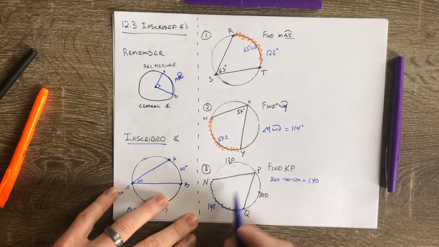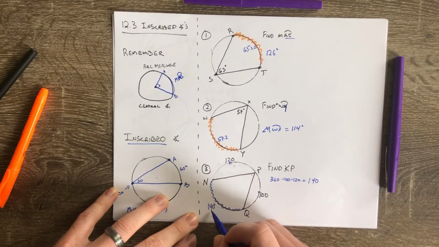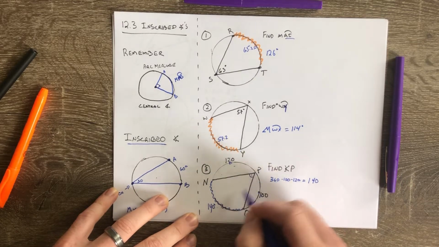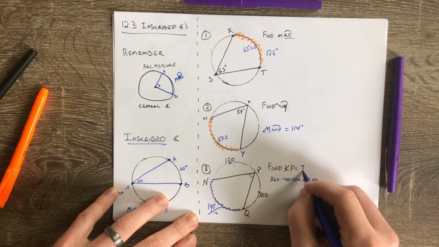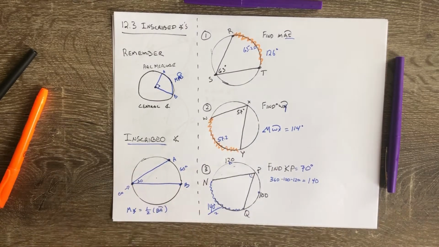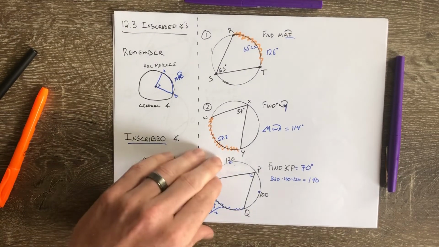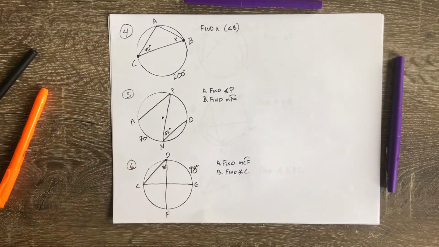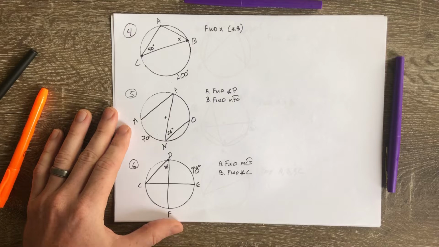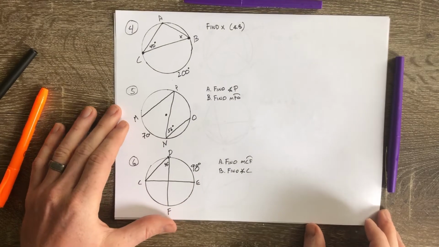And then I have to take it a step farther. If I'm going from the arc back to the angle, I take this and divide by 2. So angle P is going to be equal to 70 degrees. Pretty simple. If I give you the arc, divide by 2. If I give you the angle, multiply by 2. Okay. Let's keep it going.